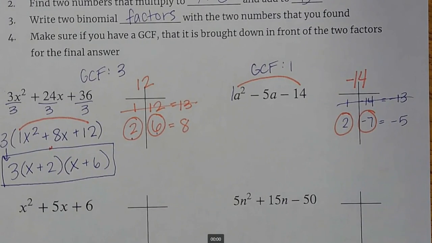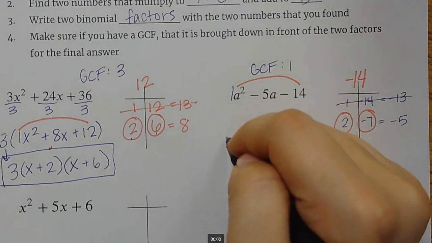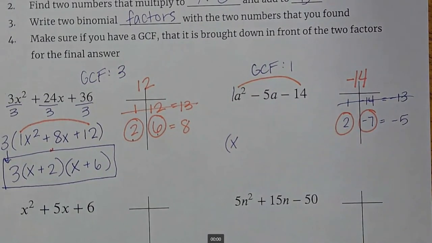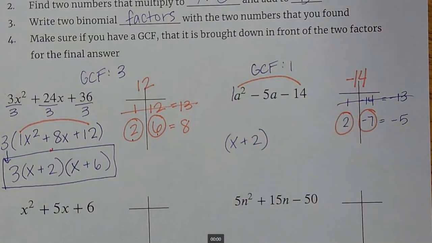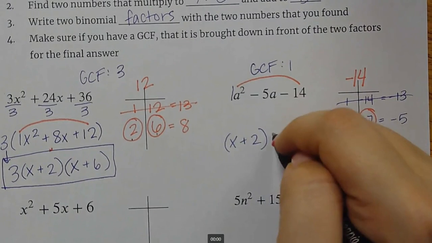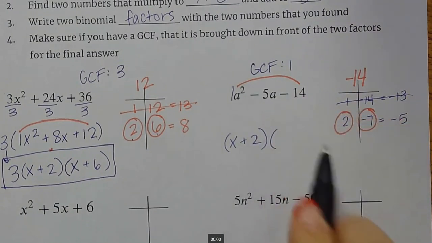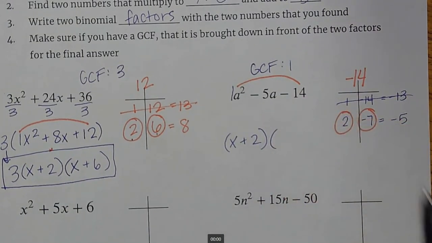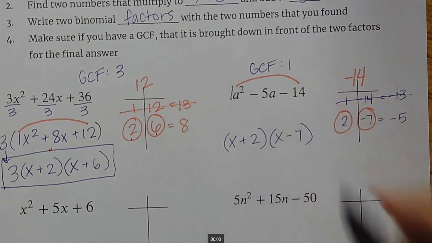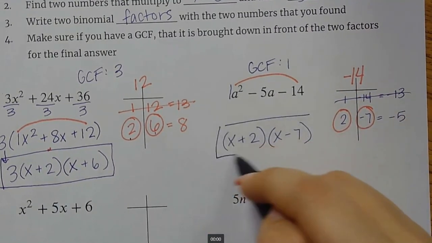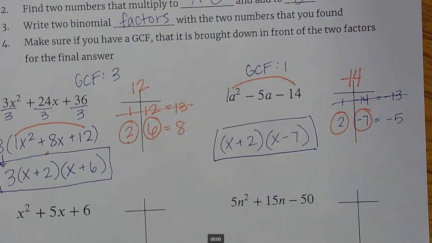Okay, so we set up our two binomial factors. In parentheses, I start with an x. So if my first factor is 2, what do I write after the x? Plus 2. Close parentheses. Then we open up a second set of parentheses, and what do you think is going to be in this next set? X. X what? Yeah, minus 7. So I use that factor there, minus 7. And there's no GCF, so it's 1. That's my answer. See how this can go kind of quick?